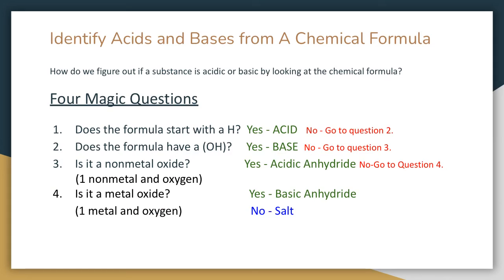So this is the order that you're always going to be able to classify. First thing, if it has an H, you have an acid. If you have an OH, it's a base. 1 nonmetal and oxygen is an acidic anhydride. A metal and an oxygen is a basic anhydride. Literally anything else is going to be a salt.